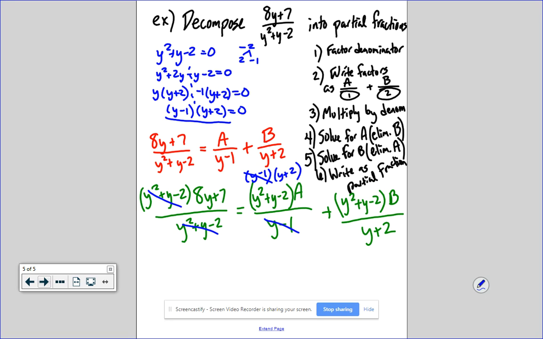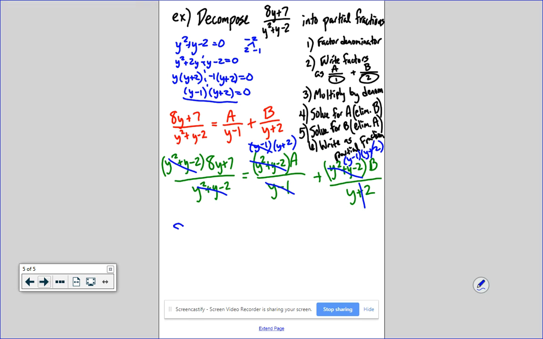And then same thing here. What's going to be left? You've got y minus 1 times y plus 2. Now the y plus 2's cancel, so what's left is just the y minus 1. So that's gone. If I write out what I have left, I have 8y plus 7 equals y plus 2 times A plus y minus 1 times B. So I got rid of my denominators altogether.